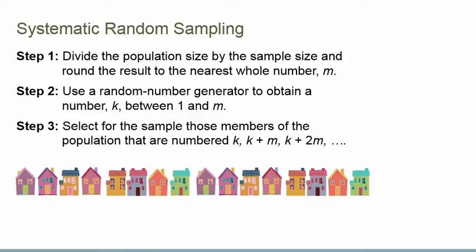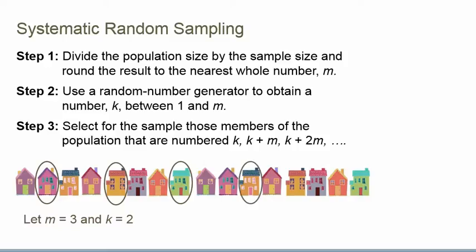So here we have a set of houses that we're going to survey. It is already decided that m is 3 and k is 2, which means the second house is the one you want to start at. Then you want to go down 3 houses. 3 plus 2 is 5. From this point, I want to go down 3 more houses. 5 plus 3 is 8. Going down 3 more houses, 8 plus 3 is 11. Going down 3 more houses, 11 plus 3 is 15.